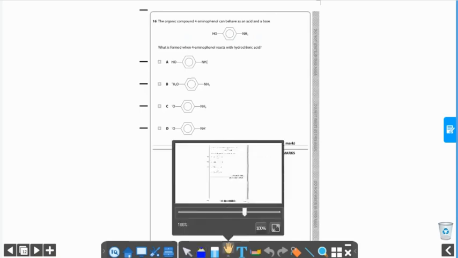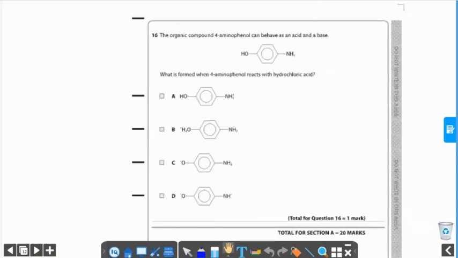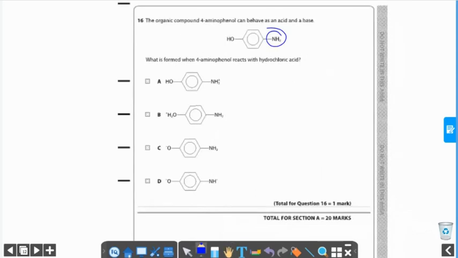The organic compound 4-aminophenol can behave as an acid and base. What is formed when 4-aminophenol reacts with hydrochloric acid? Only the base part reacts. With hydrochloric acid, only the base part reacts. So what's the base part? This is NH2. So NH2 turns out to be NH3 plus. Clear? Any questions there?